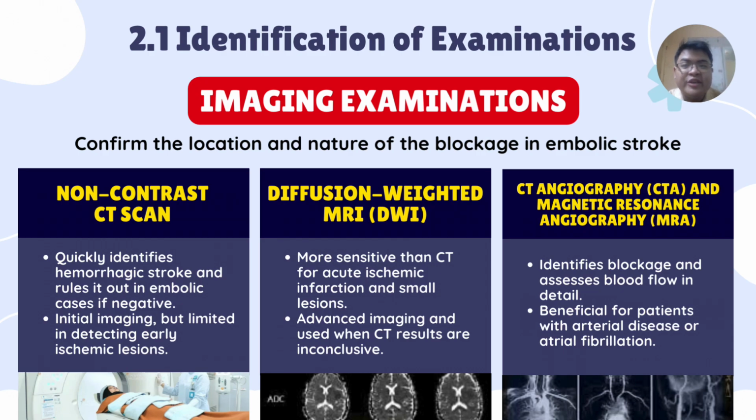Next is the diffusion weighted MRI, or DWI, which is more sensitive than CT for acute ischemic infarction and small lesions. It is an advanced imaging technique used when CT results are inconclusive. And then the next one is the CTA and MRA, which identify the blockage and assess the blood flow in more detail. This is very beneficial for patients with arterial disease or atrial fibrillation.